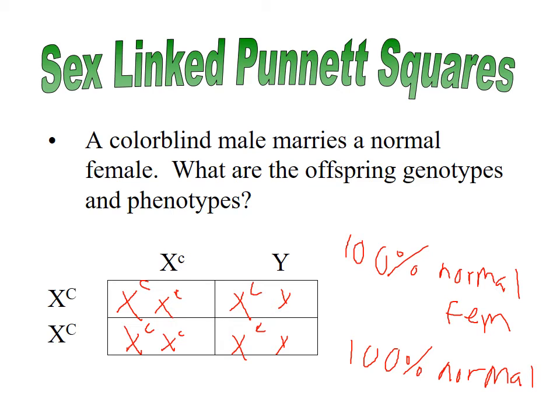However, notice that if I ask the question how many would be carriers, you can see that 100% of the female babies are carriers for color blindness. So if they were to have a male child in the future, their male children would be colorblind.